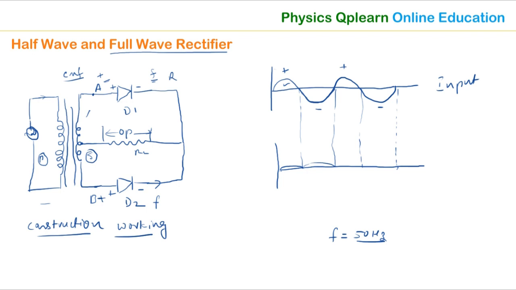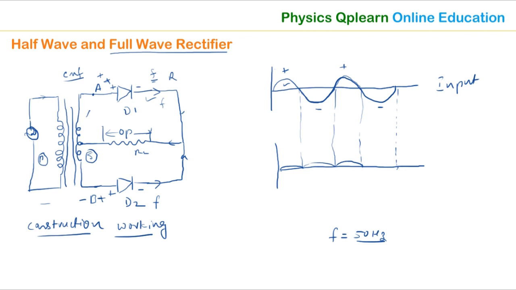Next, immediately the next positive cycle will start. When the positive cycle starts, A again becomes positive and B becomes negative. At that time the diode D1 is set forward biased, and diode D2 is set into reverse bias. That time this positive cycle, the second positive cycle, is converted into DC.